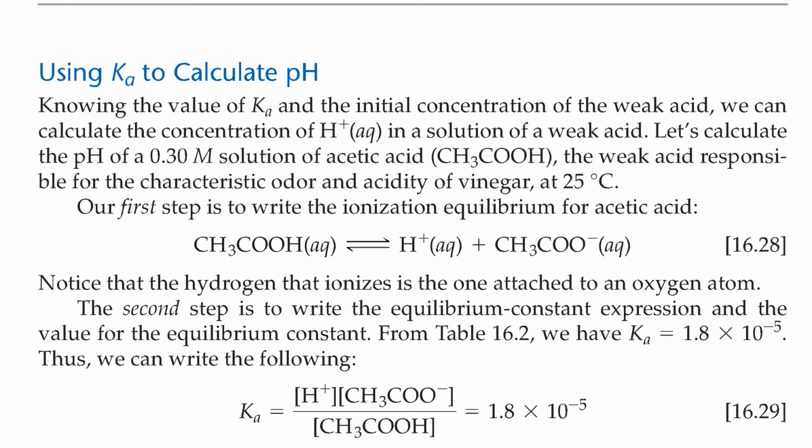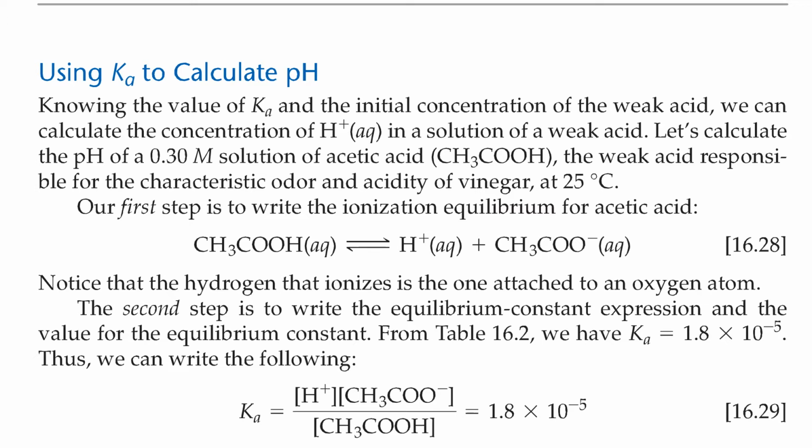Using K sub A to calculate pH. Knowing the value of K sub A and the initial concentration of a weak acid, we can calculate the concentration of protons in a solution of a weak acid. Let's calculate the pH of a 0.3 molar acetic acid, the weak acid responsible for the characteristic odor and acidity of vinegar at 25 Celsius.